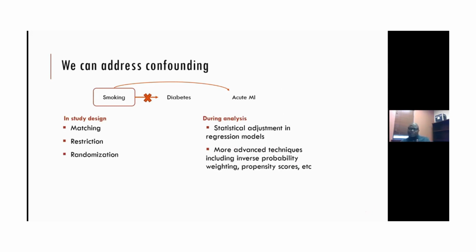There are two stages in which we try to deal with the problem of confounding. One is when you're designing your study. If you are worried that certain things might confound your study, you can bear that in mind and try to address it at the level of your study design. And the other one is when you're doing your analysis. In terms of study design, there are three main ways.